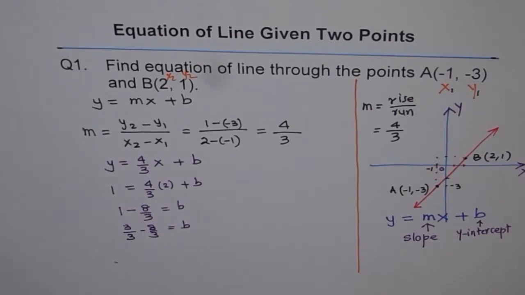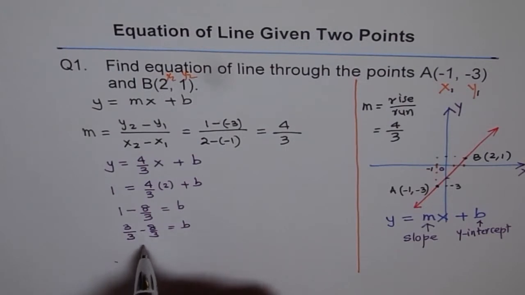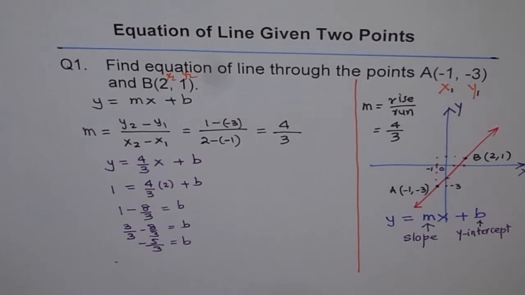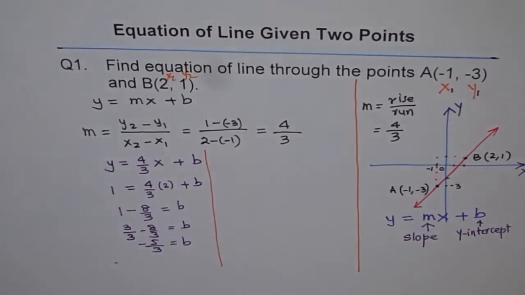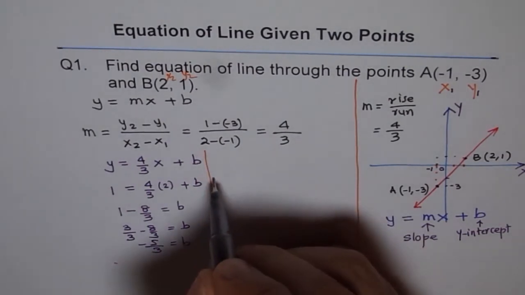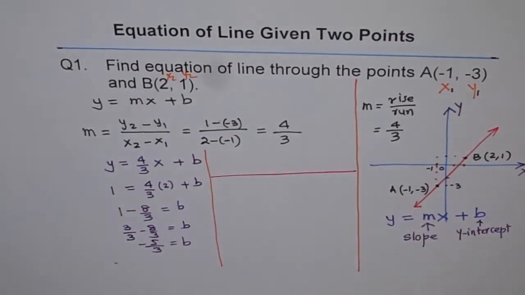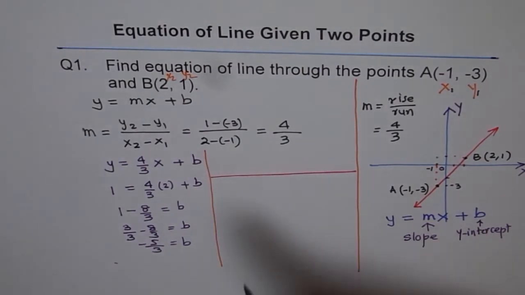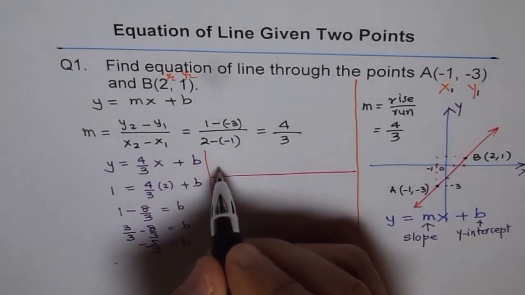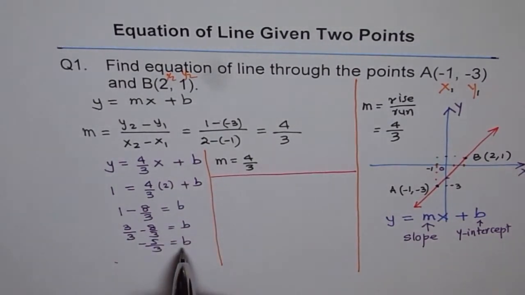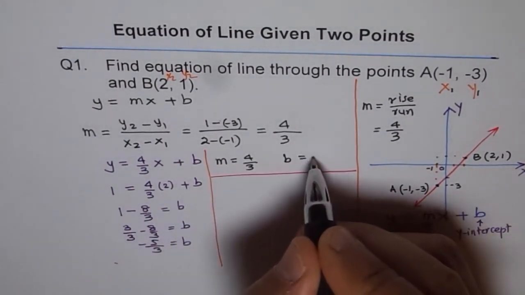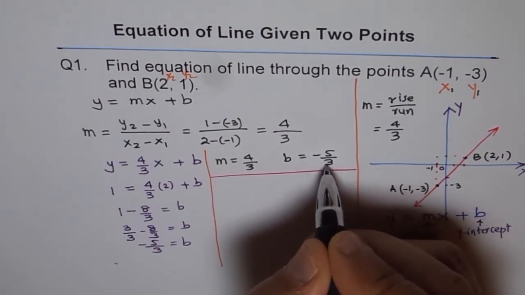So what is 3 minus 8? 3 minus 8 is minus 5. So we get minus 5 over 3 for b, correct? So we now have the value of b also with us. Once we know the slope and b, we can write down the equation of our line. So let's write down what we know now. We know that the slope m is 4 over 3 and the y-intercept b is minus 5 over 3, correct?